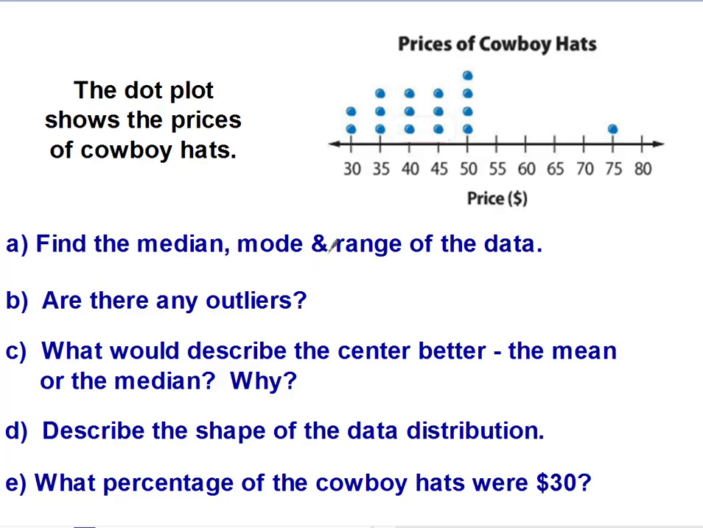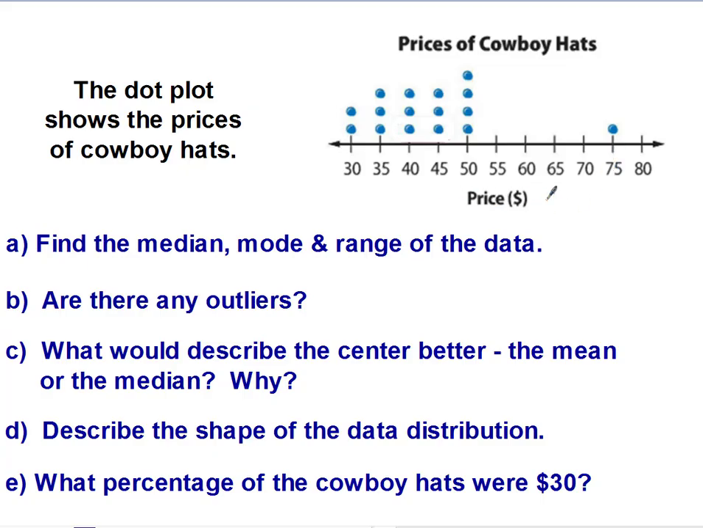Okay, here. The dot plot shows the prices of cowboy hats. Remember, each dot represents one person or one hat that costs that amount. So in this case, I see 2 hats that are $30, 3 hats that are $35, 3 hats that are $40, 3 hats that are $45, 4 hats that are $50, and 1 very expensive hat that is $75.